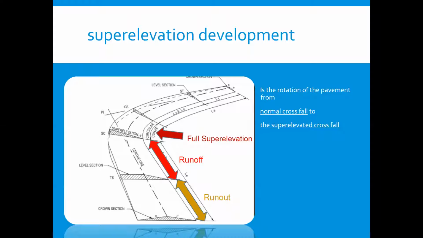Superelevation development is a rotation of pavement from normal crossfall to the superelevated crossfall. Superelevation should be fully developed at either end of circular curves to ensure that a driver does not have to cope with adverse crossfall when entering or exiting the curve.